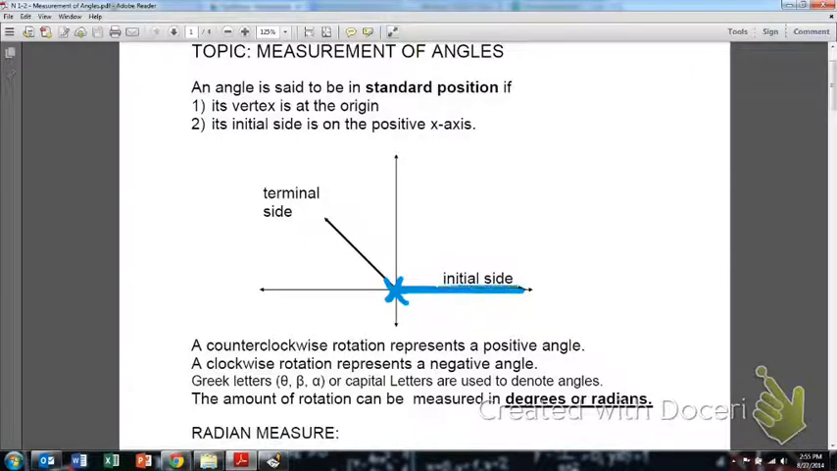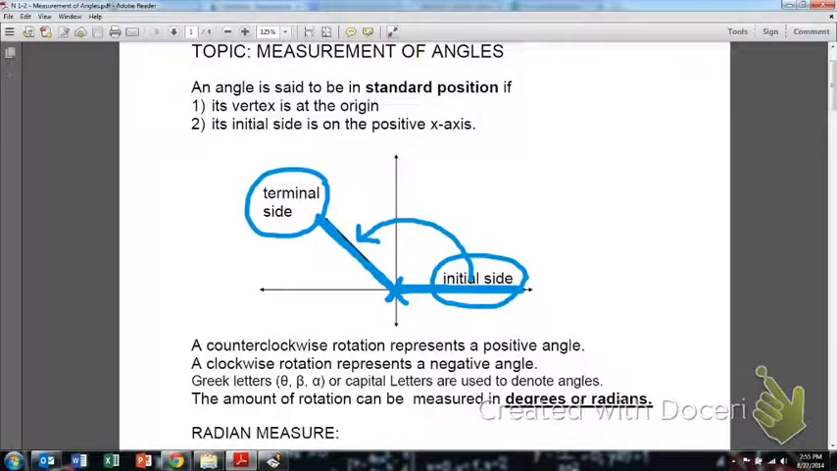So if you think about the way that you make an angle, you have these two rays. One of them is stationary, it doesn't move, and the other one moves to create the angle. So in this case, this ray moved to make the angle. The ray that moves is called the terminal side, and the ray that's stationary is called the initial side. And an angle in standard position has its initial side on the positive x-axis.